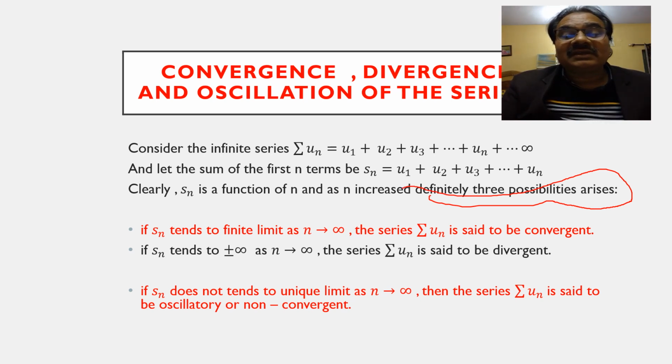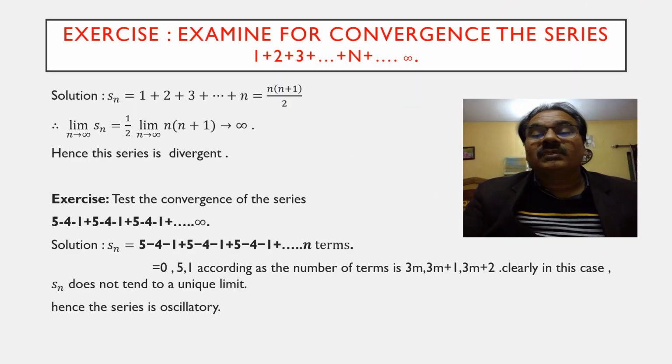If Sn tends to a finite limit as n tends to infinity, then the series summation of un is said to be convergent. If Sn tends to plus or minus infinity as n tends to infinity, then the series summation of un is said to be divergent. And if Sn does not tend to a unique limit as n tends to infinity, then the series summation of un is said to be oscillatory or non-convergent. We will look at all these series in numerical problems.